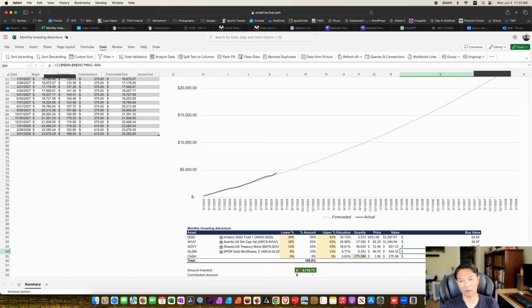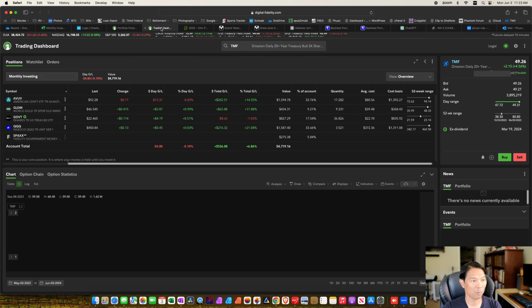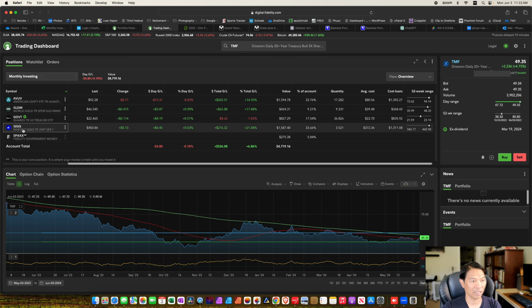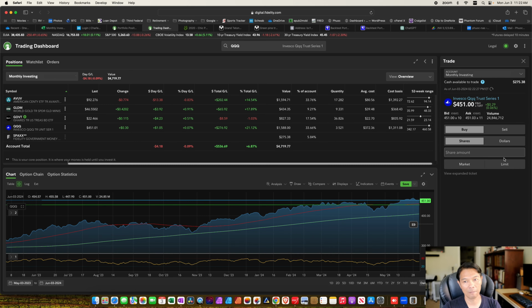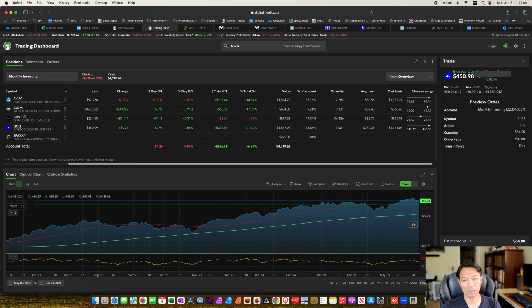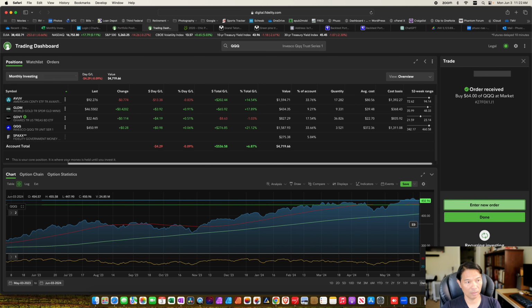So let's go ahead and make our first trade, which is $64 into NASDAQ 100. So I'm going to select NASDAQ 100. There are no sells this month in terms of rebalancing the allocation, so it's all buys. I'm going to buy, and I'll make sure that I'm buying dollars at the market, and it's going to be $64. I'll preview it, and I'll get that placed.